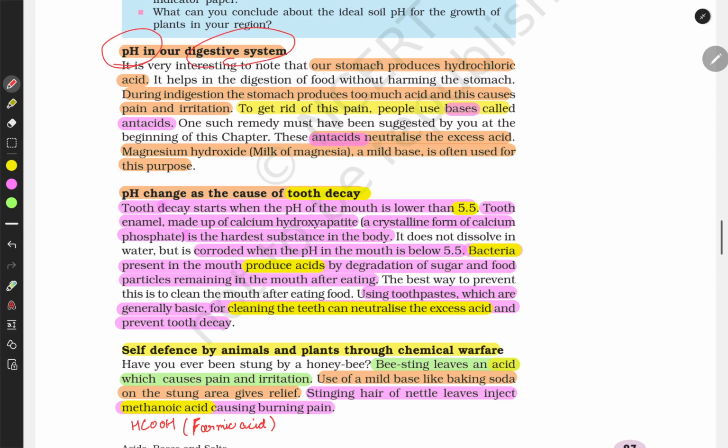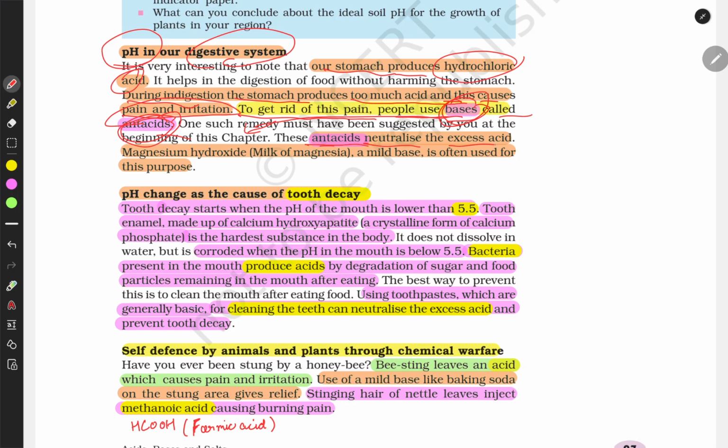pH in our digestive system. Our stomach produces hydrochloric acid, which is called gastric acid that we just described earlier. And during indigestion, the stomach produces too much acid, and this causes pain and irritation. To get rid of this pain, people use bases called antacids. When there is too much acid production in the stomach, it can be neutralized by a base, because bases are the things which neutralize acids by forming salt and water, and these are called antacids because they neutralize this.